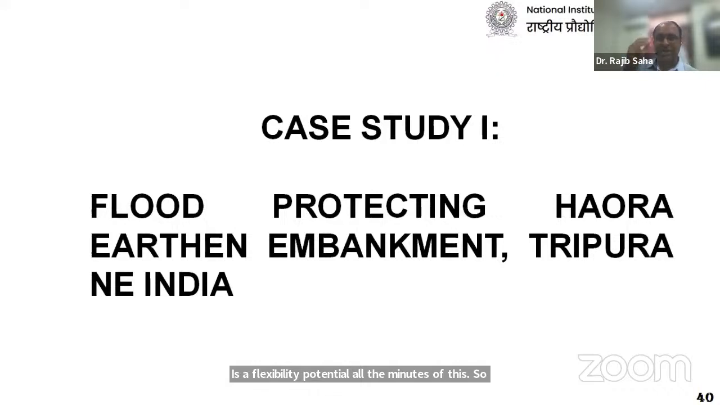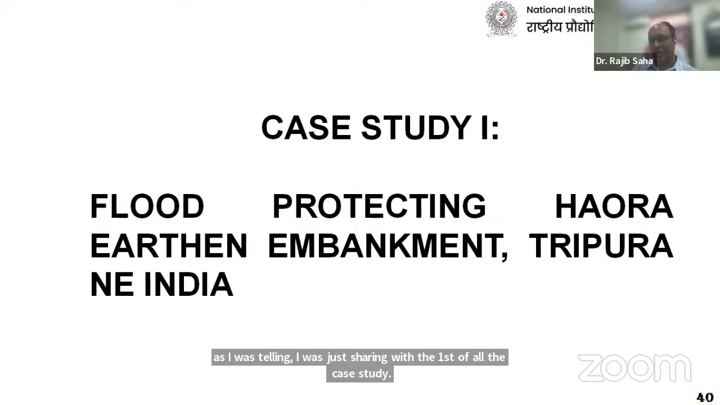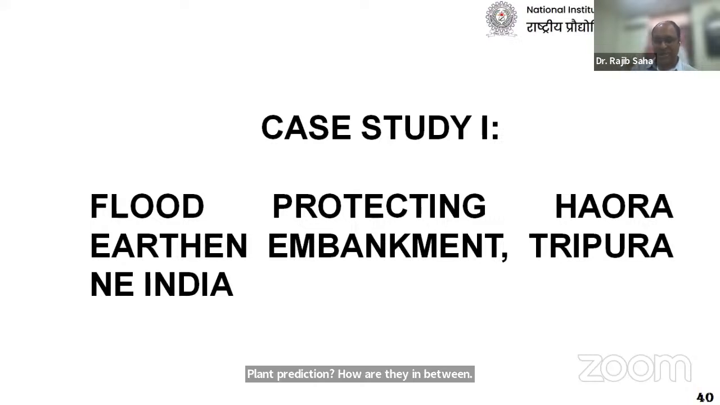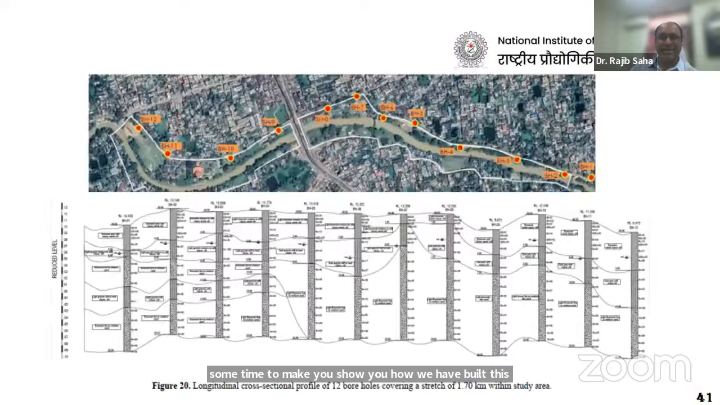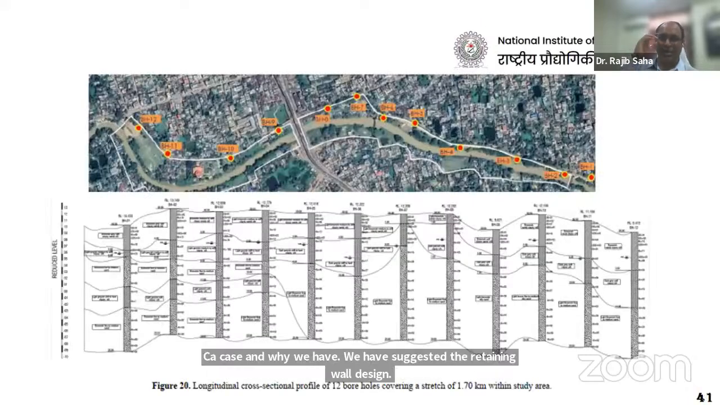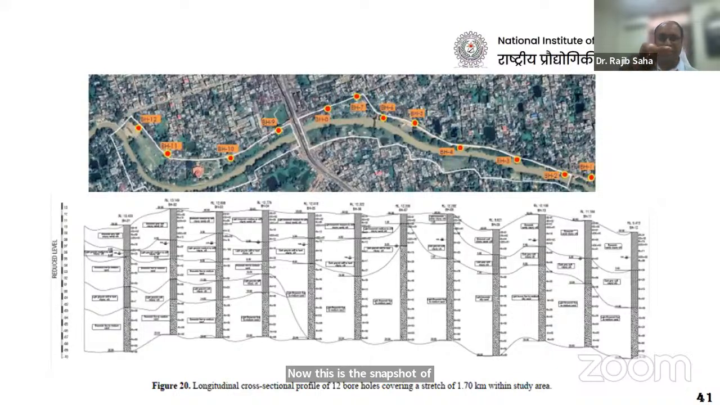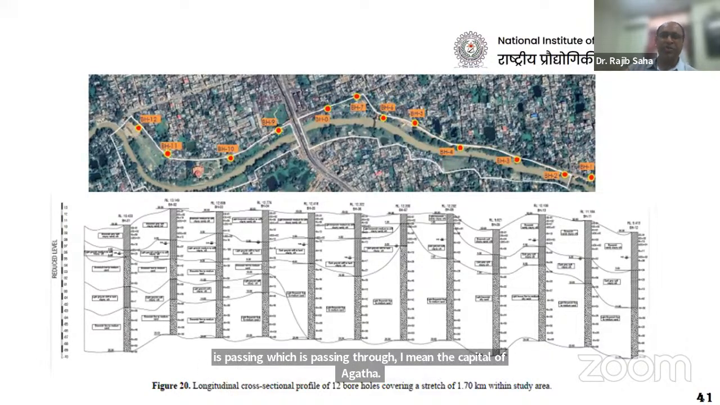Now, as I was telling, first of all I will share the case study of the flood protection Howrah earthen embankment in Tripura. This particular project was dealt with by me as principal investigator. I would like to stay some time to show you how we dealt with this case and where we suggested the retaining wall design. This is the satellite snapshot of the river Howrah, which passes through Tripura and Agartala, the capital, and it is going to Bangladesh.